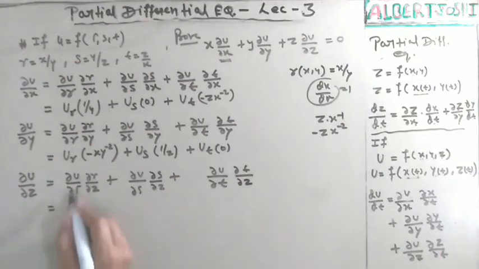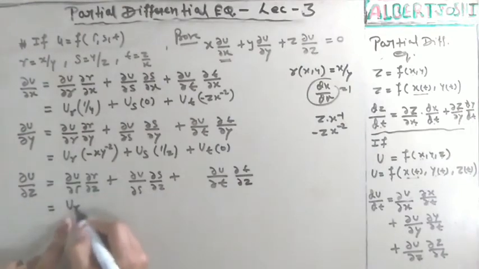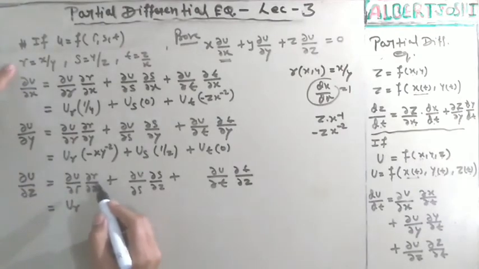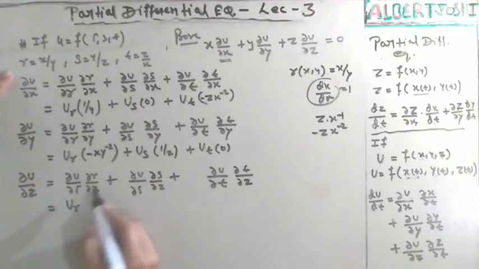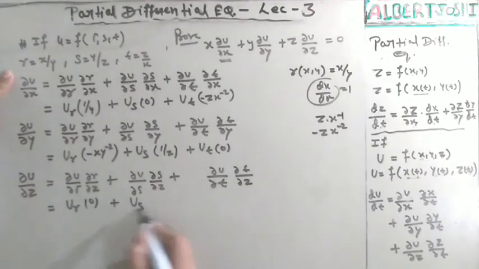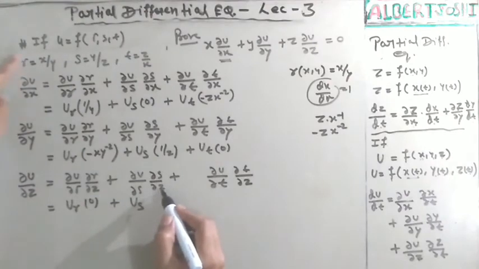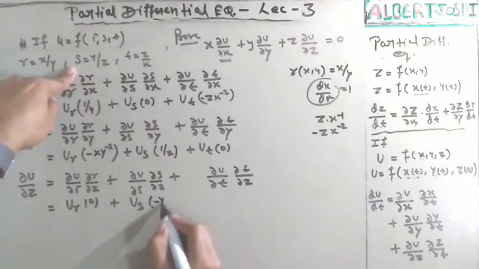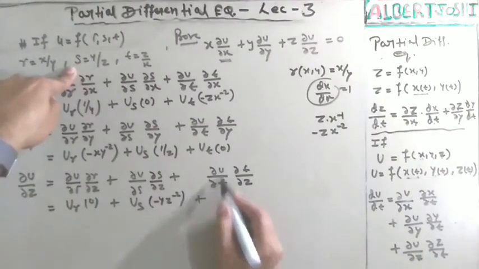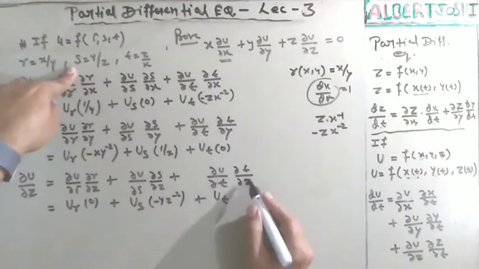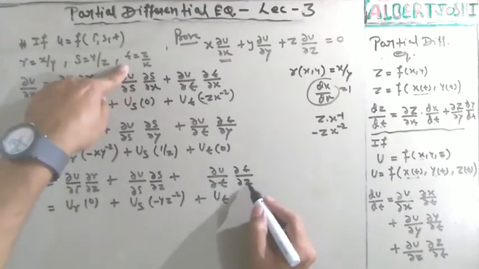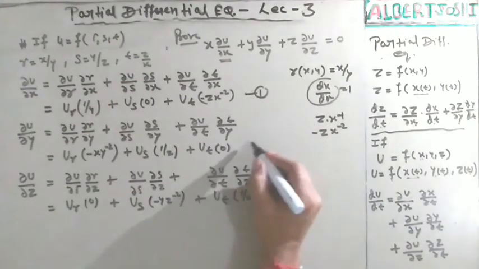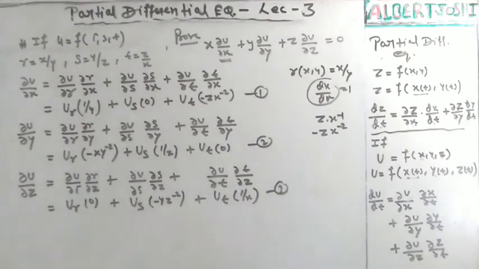So now I am writing again the short form. Del U upon del Z is equal to U_R, del R upon del Z. This R we have to differentiate with respect to Z, but there is no Z, so this is 0. Plus U_S, del S upon del Z, which is minus Y Z to the power minus 2, then plus U_T, del T upon del Z, so you are getting 1 upon X. So this is equation number first, this is equation number second, this is equation number third.